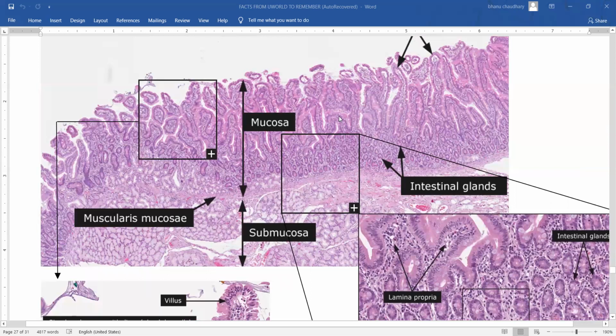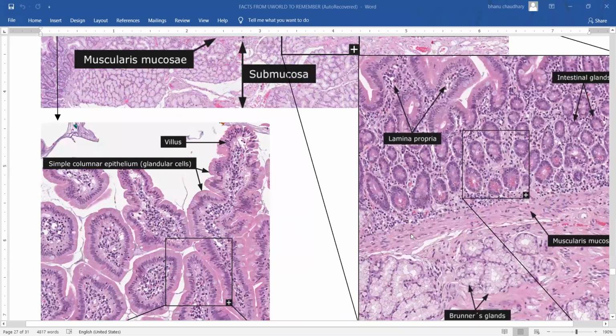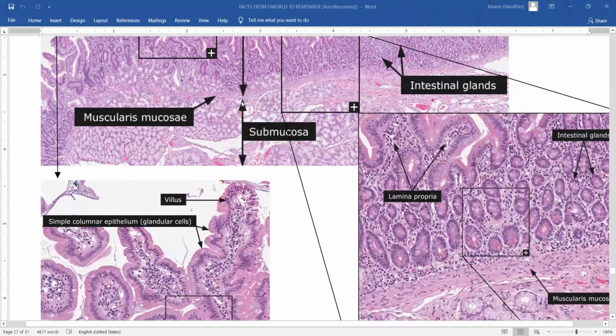Then you have a very thin muscular layer, as you can see here. If I zoom, this part is known as the muscularis mucosae, a very thin muscular layer. Then after this part, there will be your submucosa. The submucosa contains the blood vessels, the reddish part filled with RBCs. I'm circling, right? These are the blood vessels, and these are all present in the submucosa.